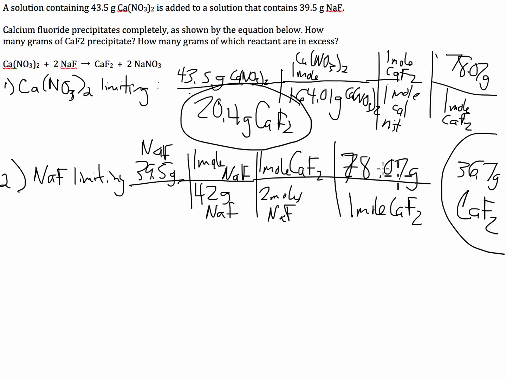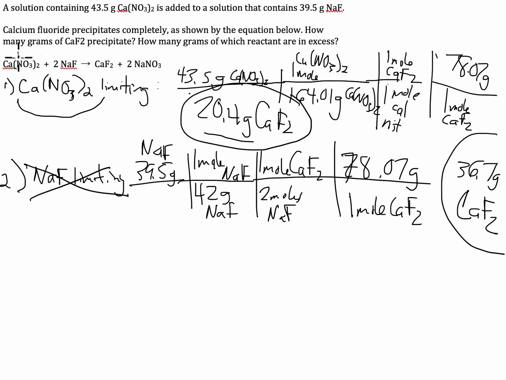So I'm just comparing these two. This one tells me that I only have 20.4 grams. That's less than 36.7 grams. Therefore, this one is limiting. So this is true. This is not true. Now here's the part where some people had some trouble. We know that this is limiting. We know that this calcium nitrate is all used up.